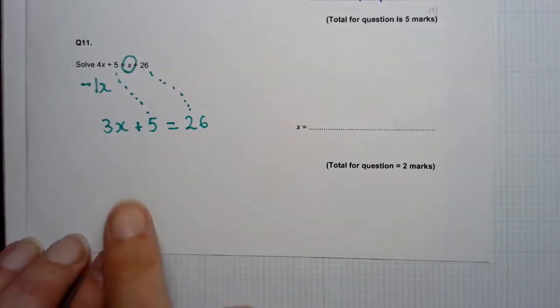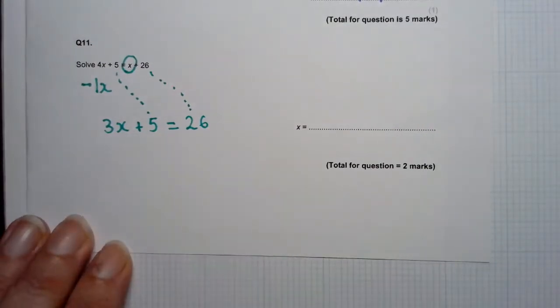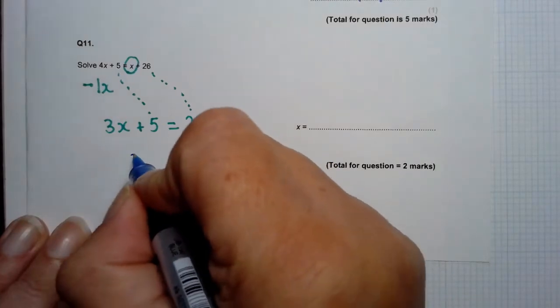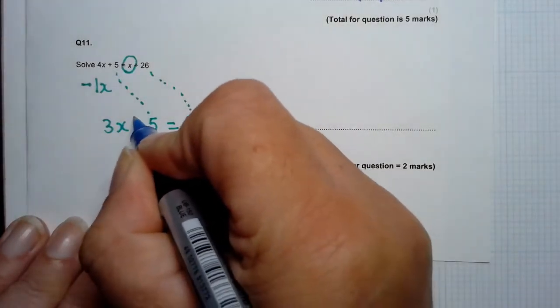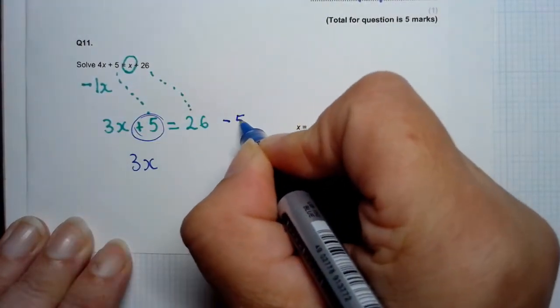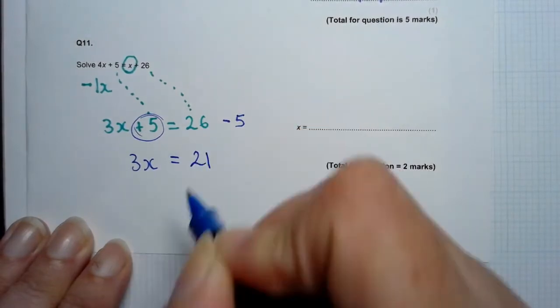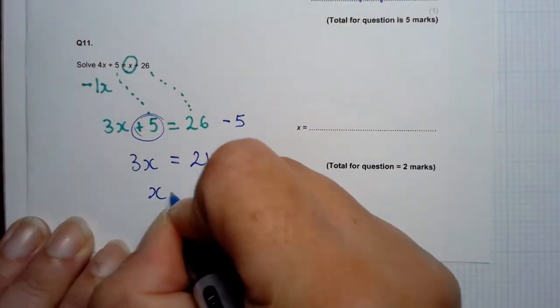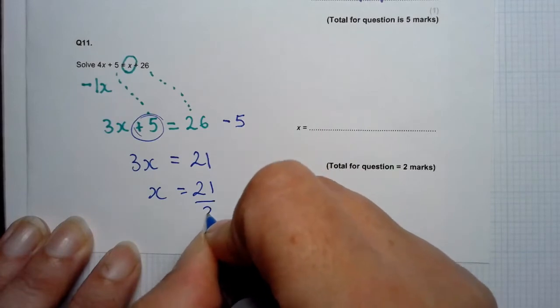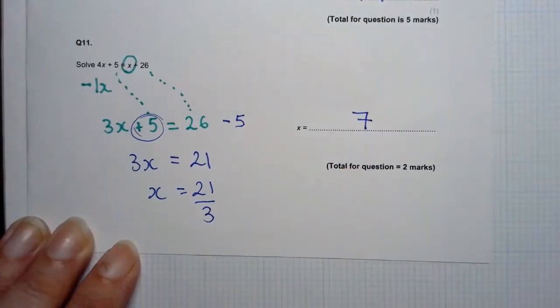So we're now back to a normal equation that you're quite familiar with. So my next line of working, I'm going to undo this plus 5 by taking it away. So 3x will equal 21, and x will equal 21 divided by 3, which is 7.